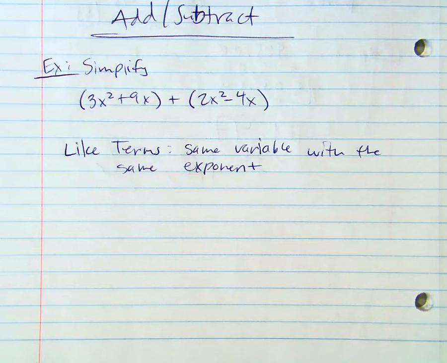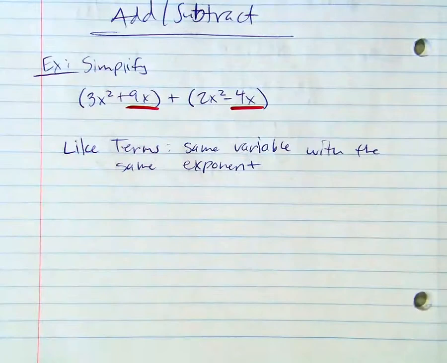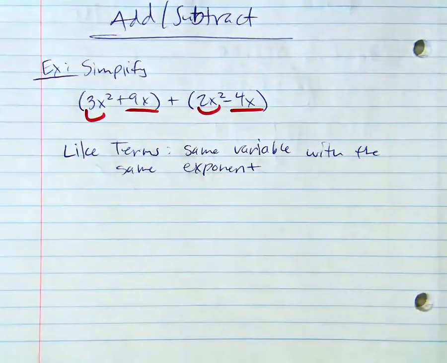So now that we have to worry about the exponents, can someone point out where our like terms are in this problem? No ideas? Regine? Yep. 9x and minus 4x, those are like terms. They both have x to the first power. Are there any others, Robin? 3x squared and 2x squared, they both have x to the second power. Same variable, x, same exponent, 2 or 1. Those are the things we're going to be combining.